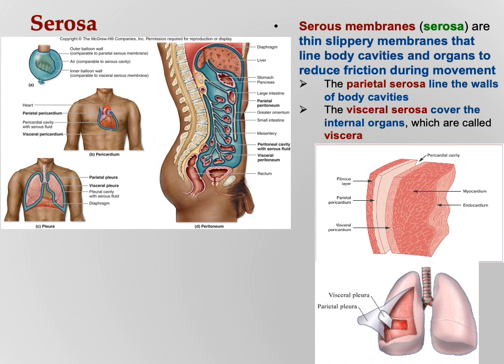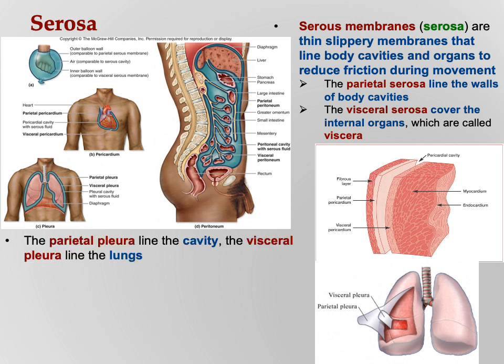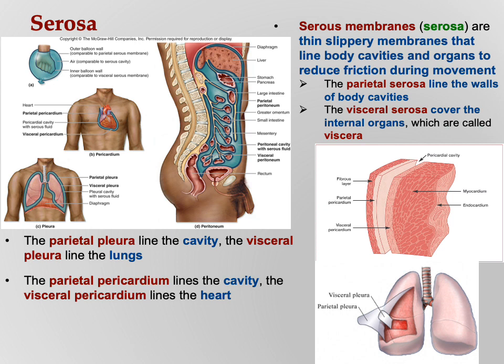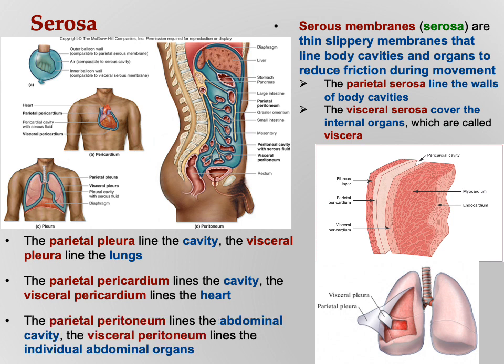So we'll see this over and over again. There's the parietal layer, then there's a space in between, then there's the visceral layer. Now that space in between is filled with a slippery fluid, basically like WD-40, so that the organs can move around and not get friction burns. So the parietal pleura line the cavity of the pleural cavity, and the visceral pleura line the lungs themselves. The pericardium lines the cavity of the heart, the pericardial cavity, and the visceral pericardium is actually on the heart muscle itself. And the last one, and this is a really important one, the peritoneum.